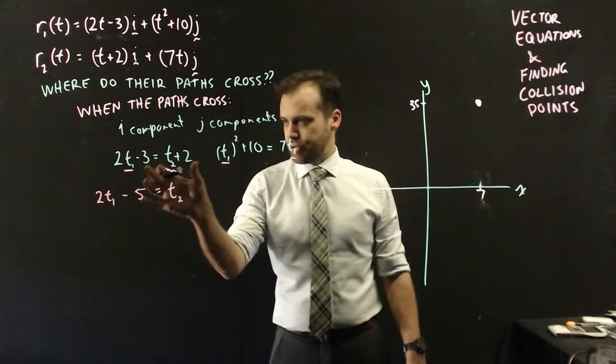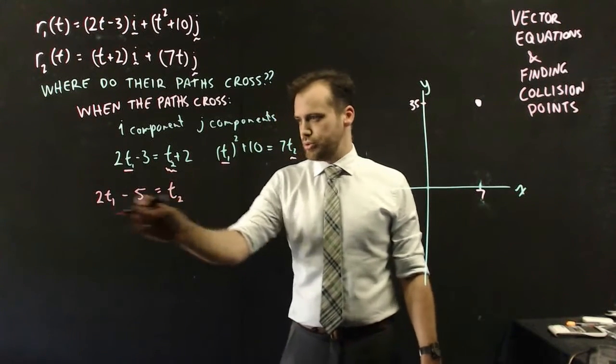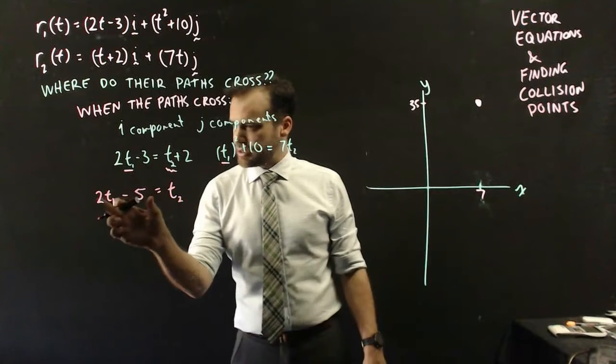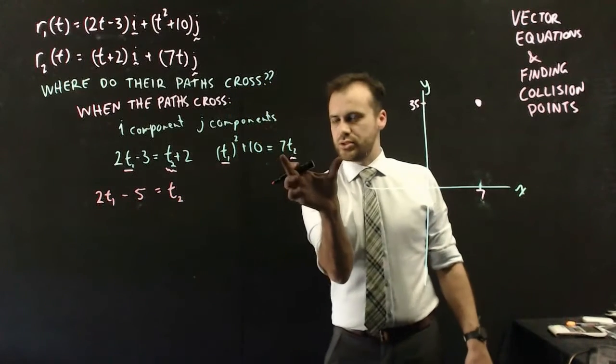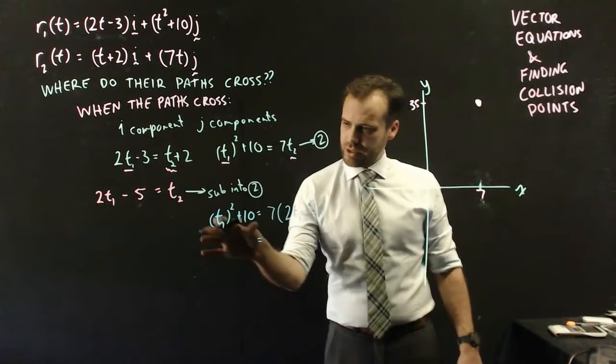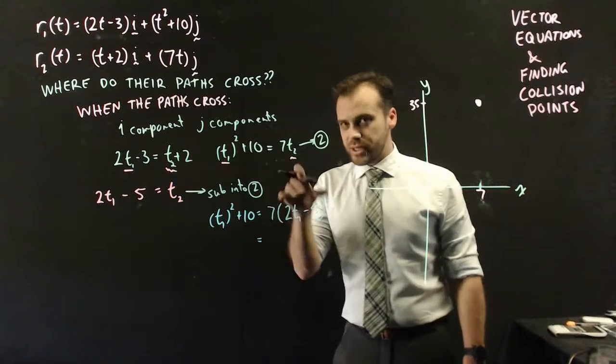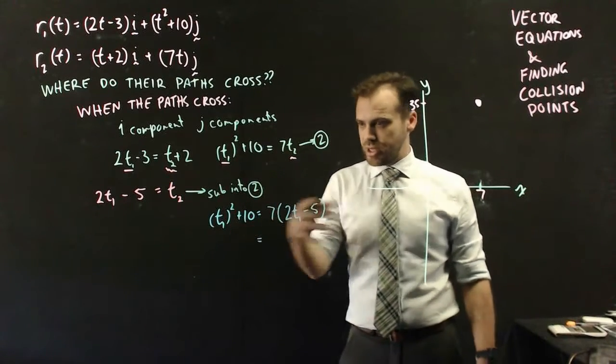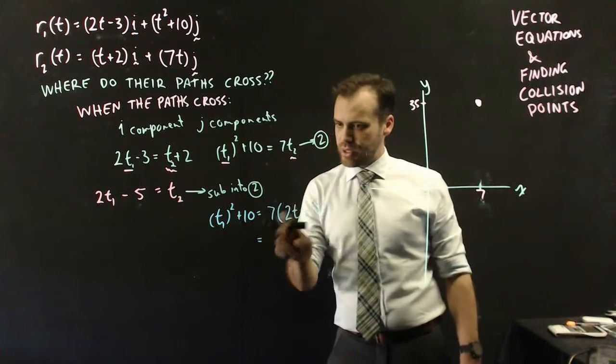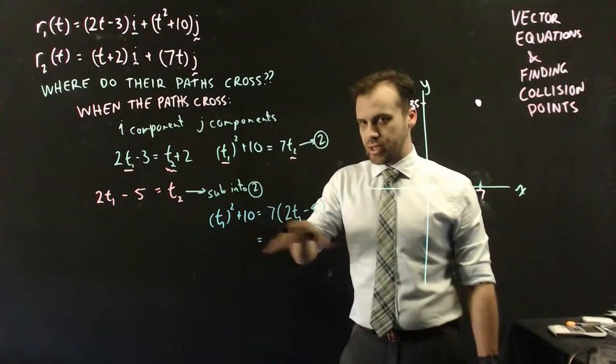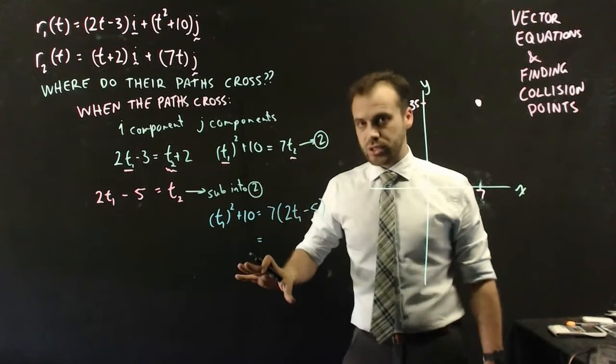So to do it, I'll just rearrange this to make t2 the subject. And that means that I can now take that and sub it into this equation. Okay, and you can see that we've done that now. Now we can expand that and rearrange it. It's going to end up being a quadratic because I have a t squared there and I've got a t to the power of 1 there.